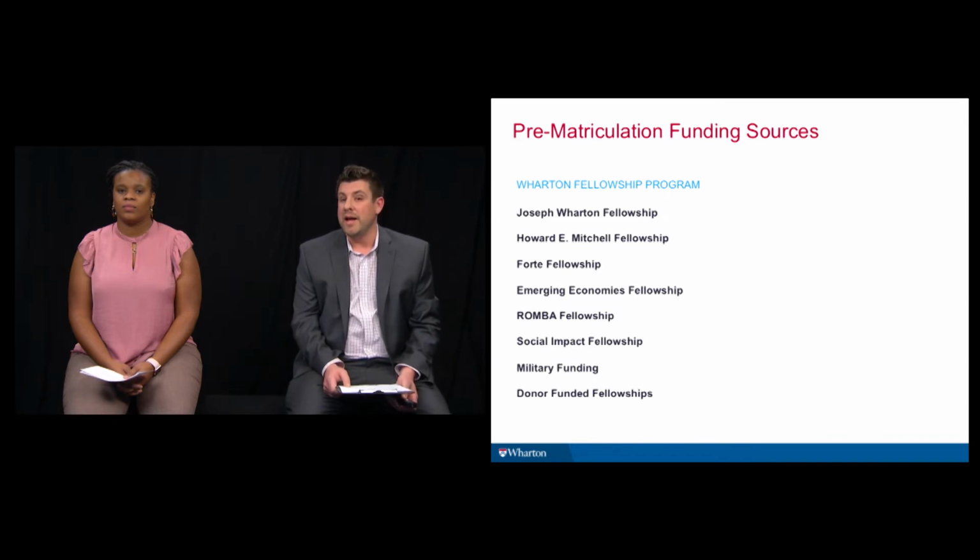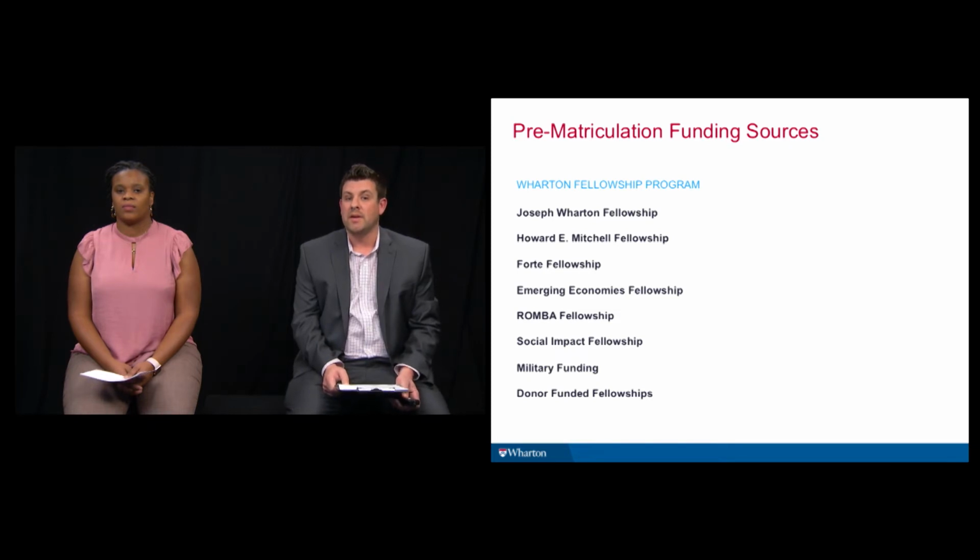I want to get in a little about how you're going to fund your education. The first step is pre-matriculation funding sources. This is part of our Wharton Fellowship Program and awarded when you're admitted to the program with your admissions letter. A list here is included, and I'll go into detail on a few of them, but I would defer to our website, which has a breakdown of all of these specific funds available for both domestic and international students, and varied backgrounds.